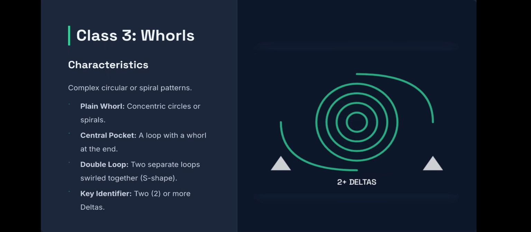Next, we have whorls. Finally, shown here in the green, these are complex circular patterns, like a whirlpool. A ridge spiral or a circle around the central core. And the way to identify this is that it's the only pattern that has 2 or more deltas. So here on the diagram, you'll see the 2-plus deltas there on the bottom right and the left-hand side.